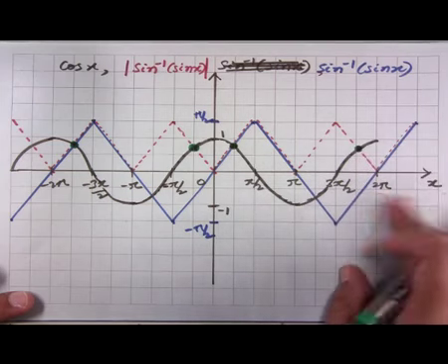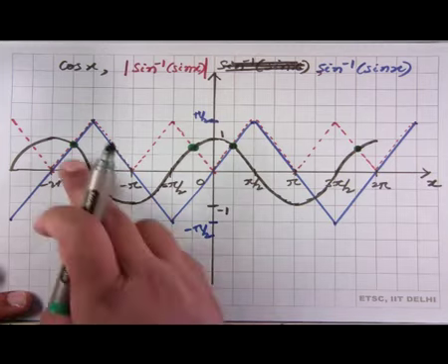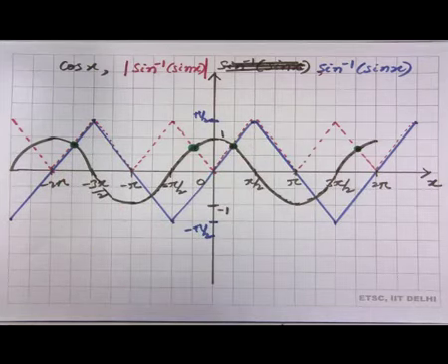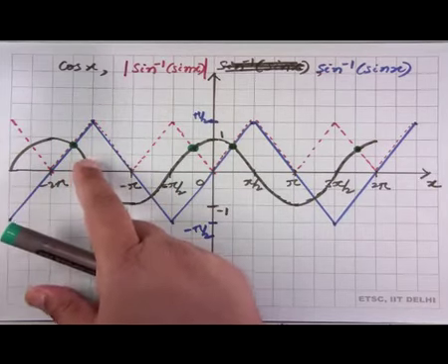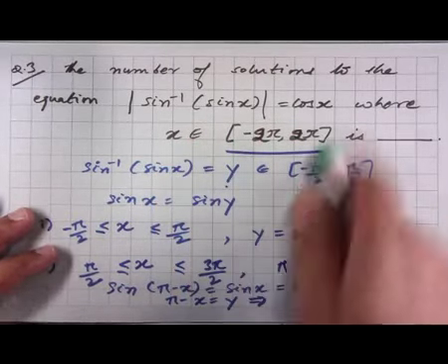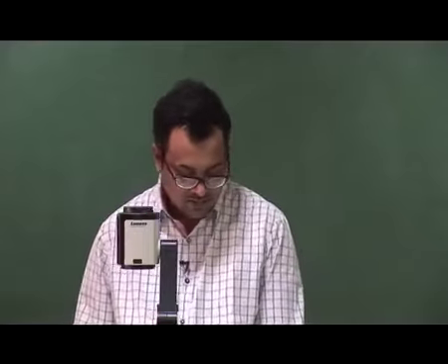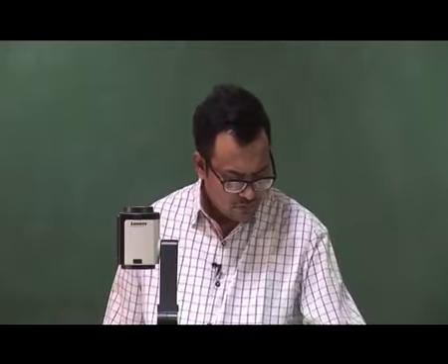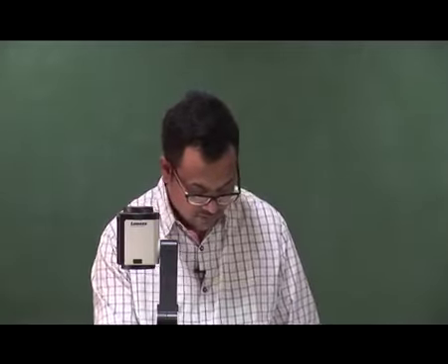We do not go beyond 2 pi and minus 2 pi, because we have to restrict ourselves to minus 2 pi to plus 2 pi. So, we see that there are 4 distinct solutions where both these curves meet, and therefore, the number of solutions to the equation mod of sine inverse sine x equal to cos x is 4. So, that solves the third problem also. What we see is that many times we have to make use of graphical methods also. So, that is one takeaway from this particular question.